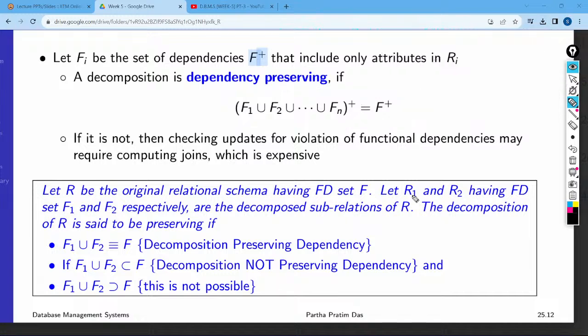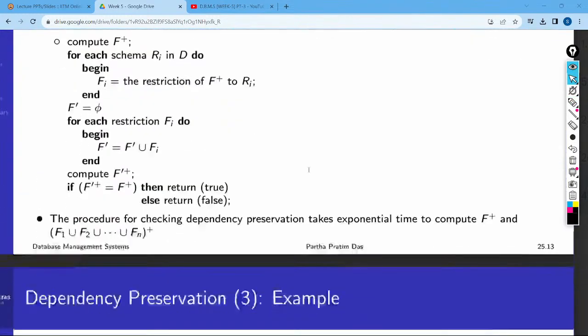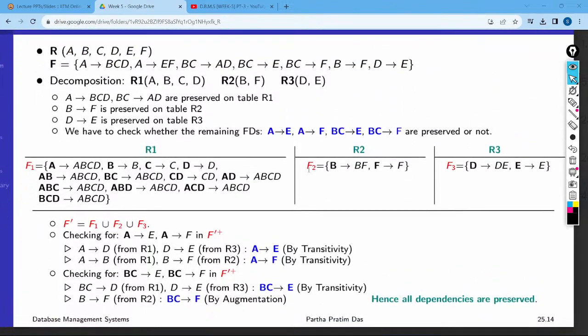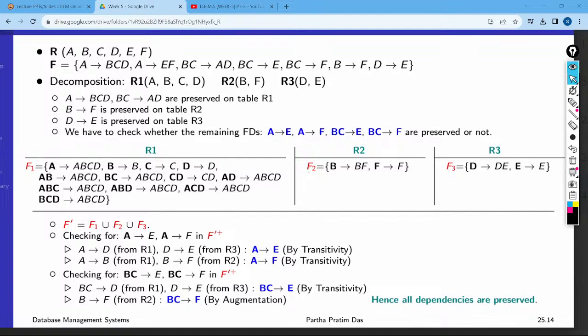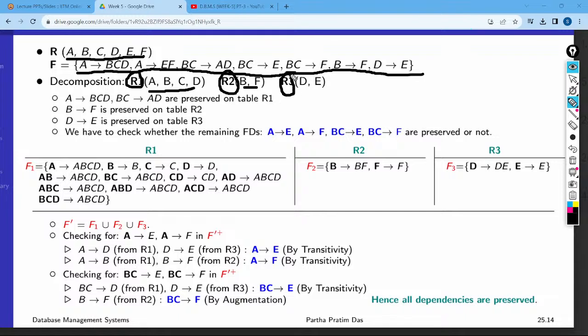It would be really better if you see it once rather than just listening to it and imagining it. They have provided us with quite a good example below. Let's see. They are giving us a relation with the following attributes and a set with the following functional dependencies. Now they decompose R into R1 having ABCD, R2 having BF, and R3 having D.